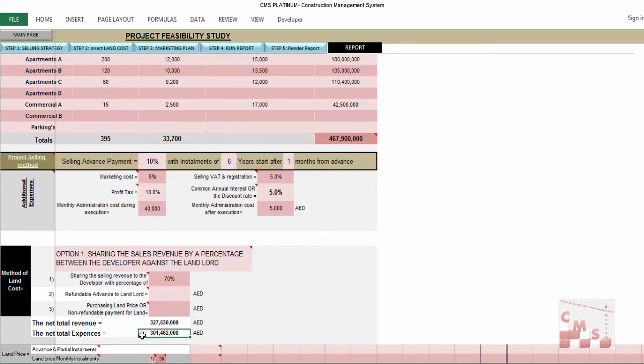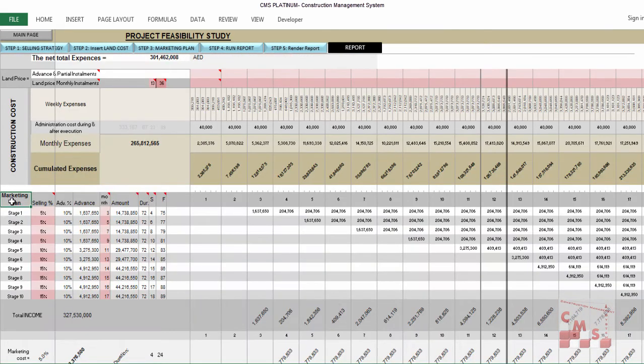Let's see now how this number is calculated. We know how the total revenue came from the profit sharing between the developer and the landlord, but now let's see how this number came by checking the marketing plan. We divide the marketing plan into 10 stages. CMS considers that you will sell your project units in 10 stages. The total percentage of these 10 stages of course must be 100%.